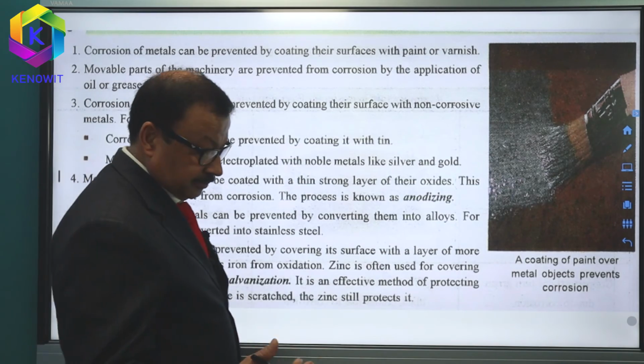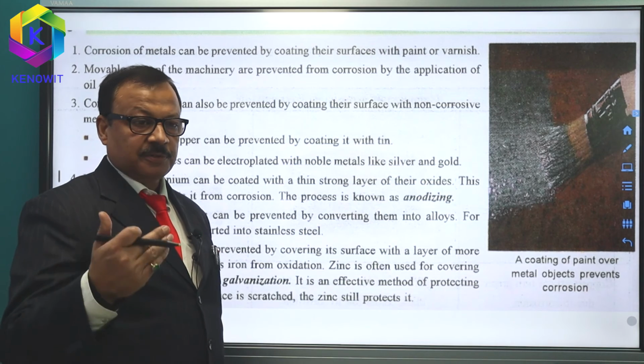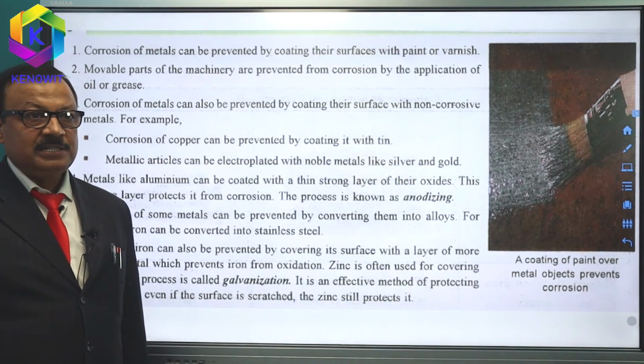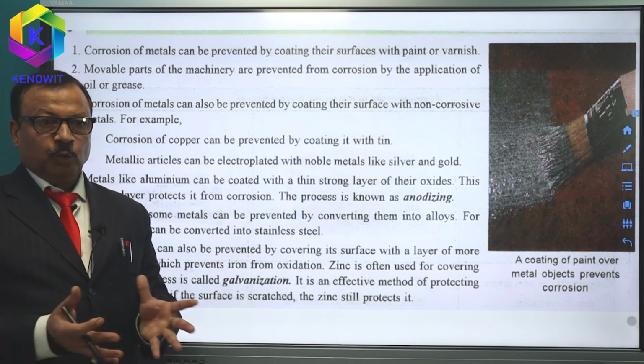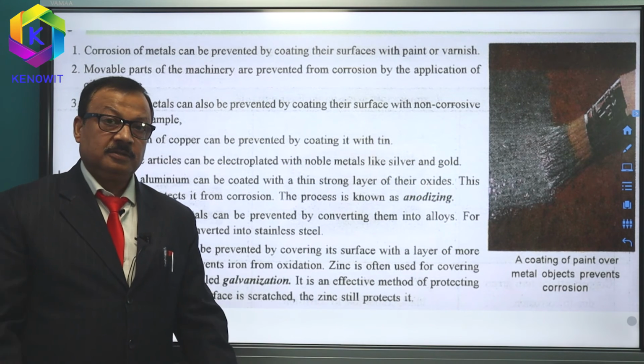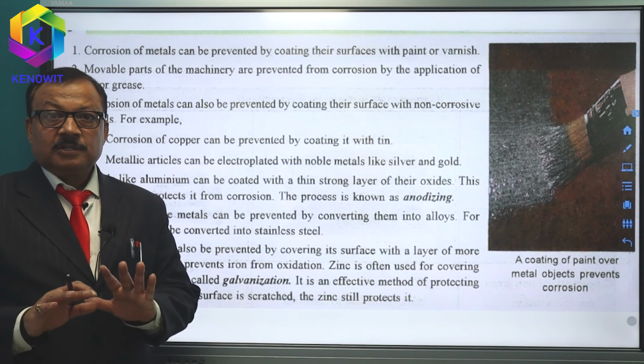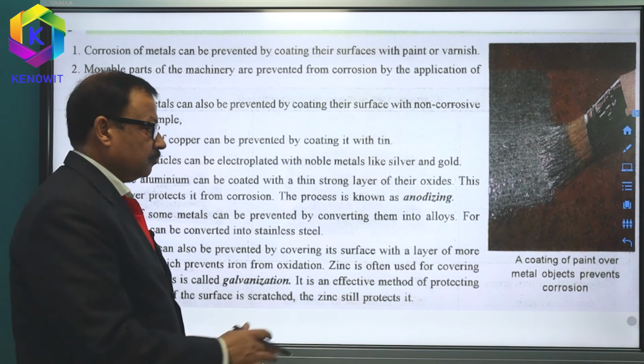So, addition of a coating with zinc. The process of coating zinc on the surface of a metal is galvanization. Zinc creates a coat on the metal. That is why the metal is not exposed to the atmosphere, and when it is not exposed to the atmosphere, the corrosion is prevented.